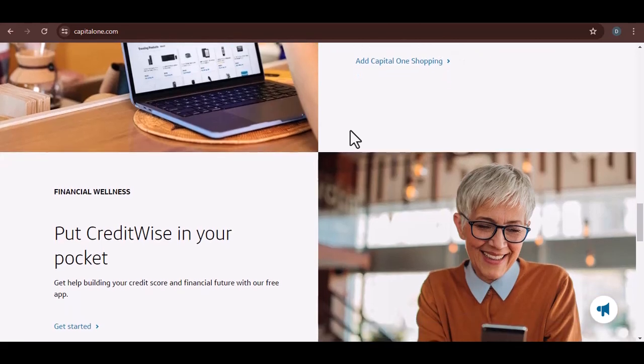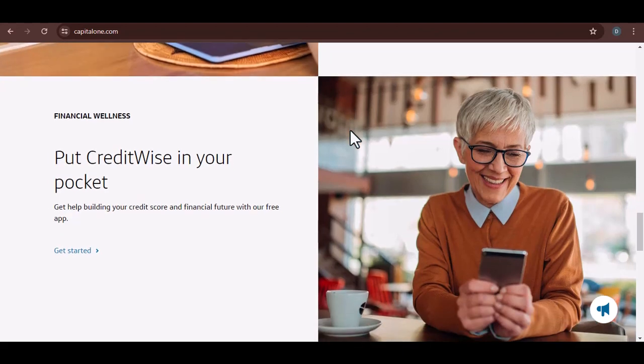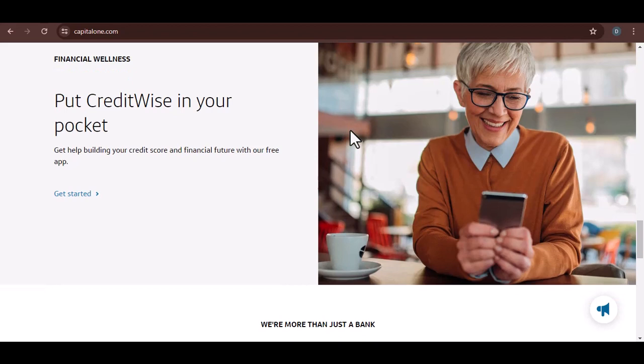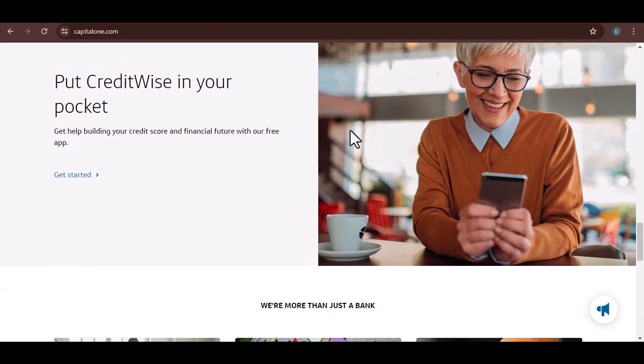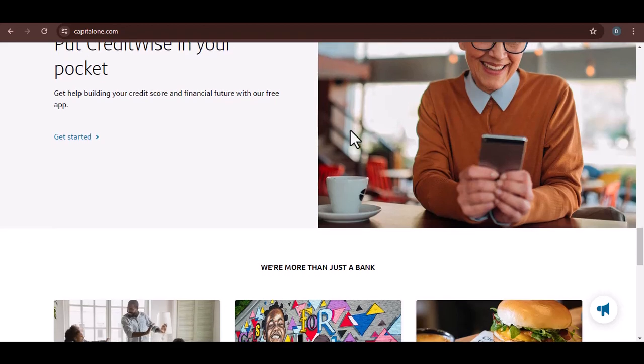Choosing the right Capital One card for you. So, which Capital One card is right for you? It depends. Here are some questions to ponder. What are your spending habits? Everyday purchases, big ticket items, travel? Do you want to earn rewards? Cash back, travel miles, store discounts?